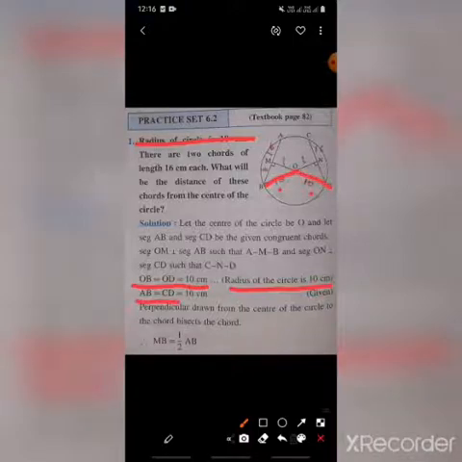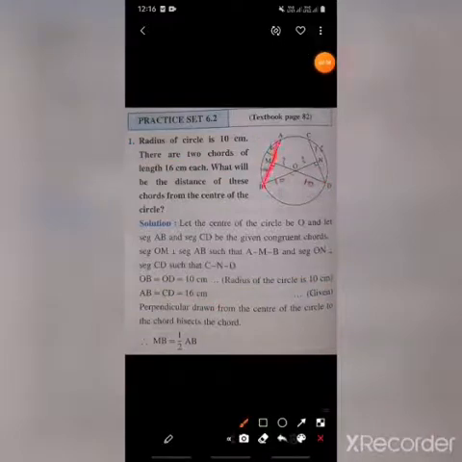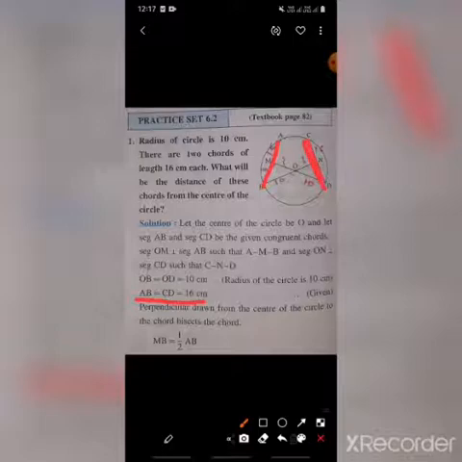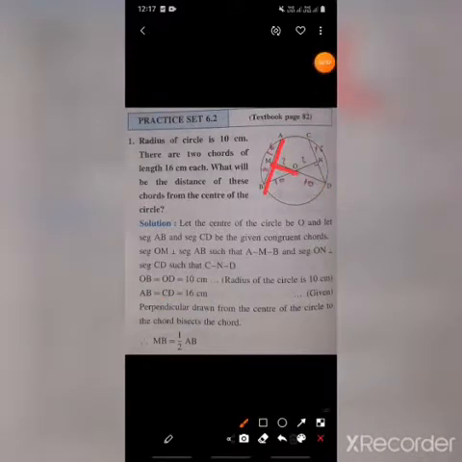Then AB and CD is 16 centimeter. This one is also given. There are two chords of length 16 centimeter each. Means the length of one chord is 16 and the length of the other chord is 16. Okay. So AB is 16 and CD is also 16. Perpendicular drawn from the center of the circle to the chord bisects the chord. ये जो perpendicular जब हम लोगों ने देखे ड्रॉ हो रहा है from the center of the circle, bisect the chord. ये क्या करता है? chord को bisect करता है. It will bisect the chord.